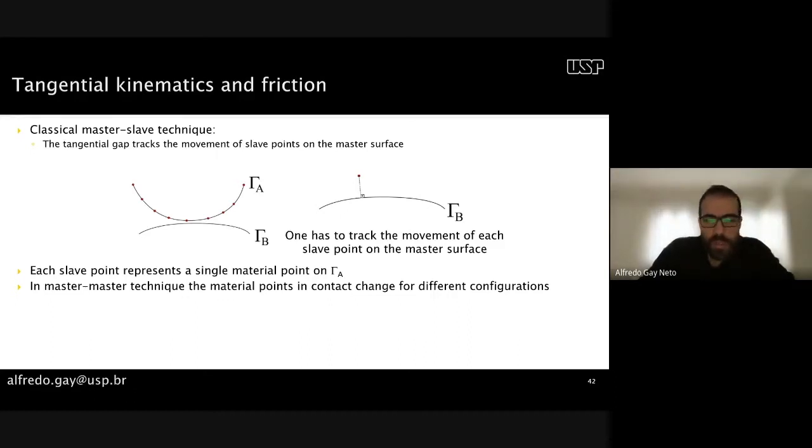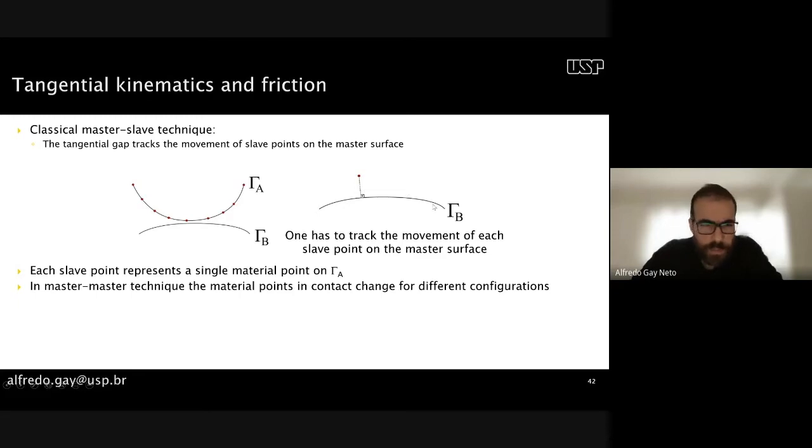At least I gave you the basic idea of how to manage the normal contribution in master methods. But now, how to manage the tangential kinematics and friction and so on? We can think of the same thing, but now for the tangential part. If you look at the master-slave scheme briefly presented here, we have the slave points in red in one body. Let's say that we take a given slave point and just project it onto the master surface.